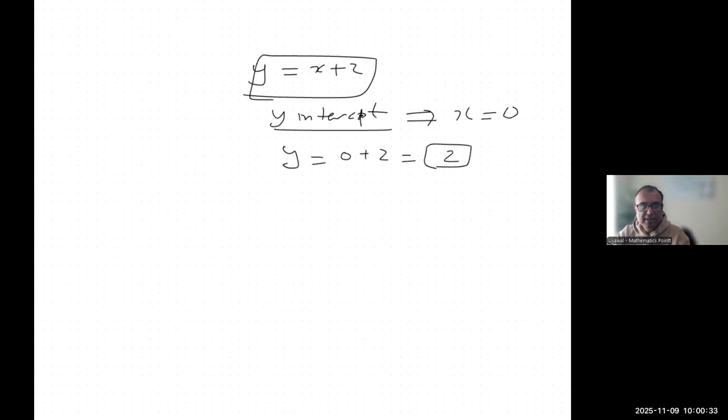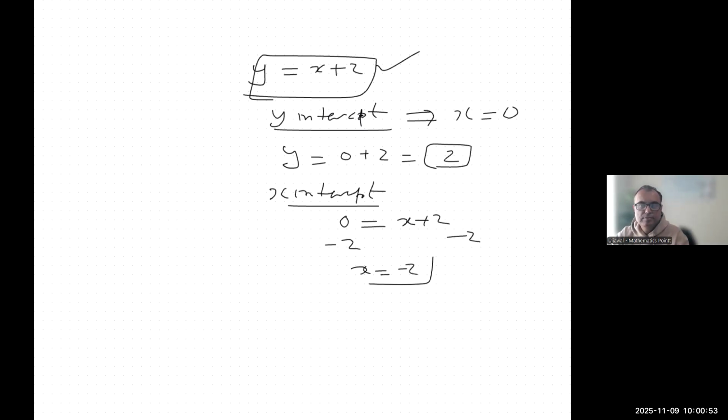Similarly, if I want to find the x-intercept of this particular rule, I make y 0. I say 0 equals x plus 2, and I take away 2 on both sides, and x equals negative 2. So x equals negative 2 is the x-intercept.